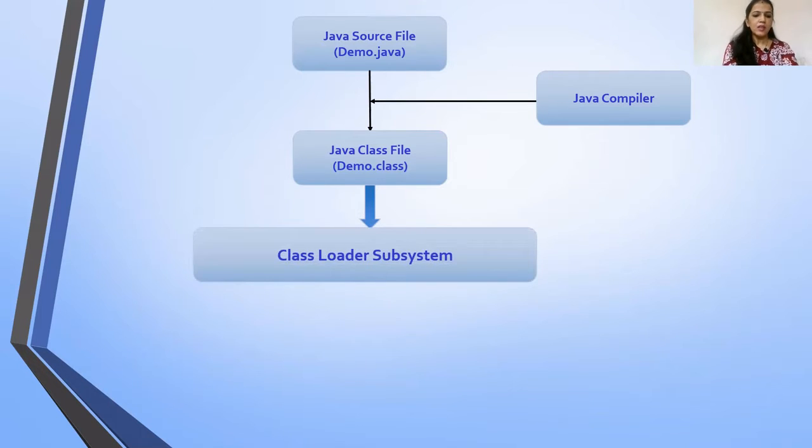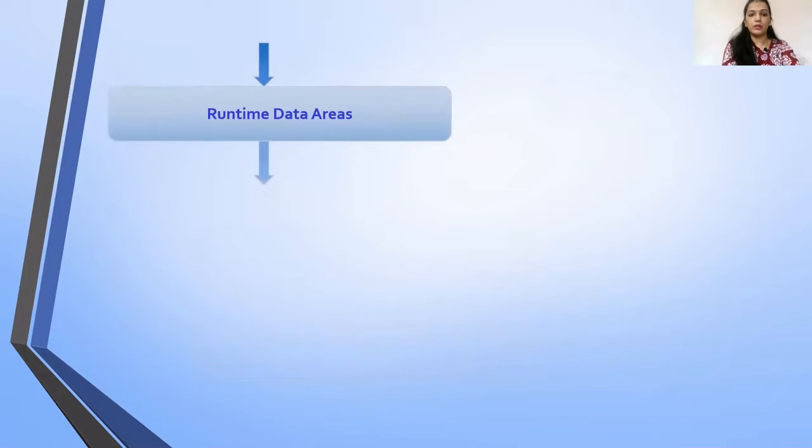Then this class file will be transferred to the class loader subsystem. Now for loading this class, memory will be required. So the class loader will load this .class file in the runtime data areas, which is further divided into 5 memory areas. We'll discuss those memory areas in detail later. Then there is the execution engine, which mainly consists of the interpreter and the JIT compiler.